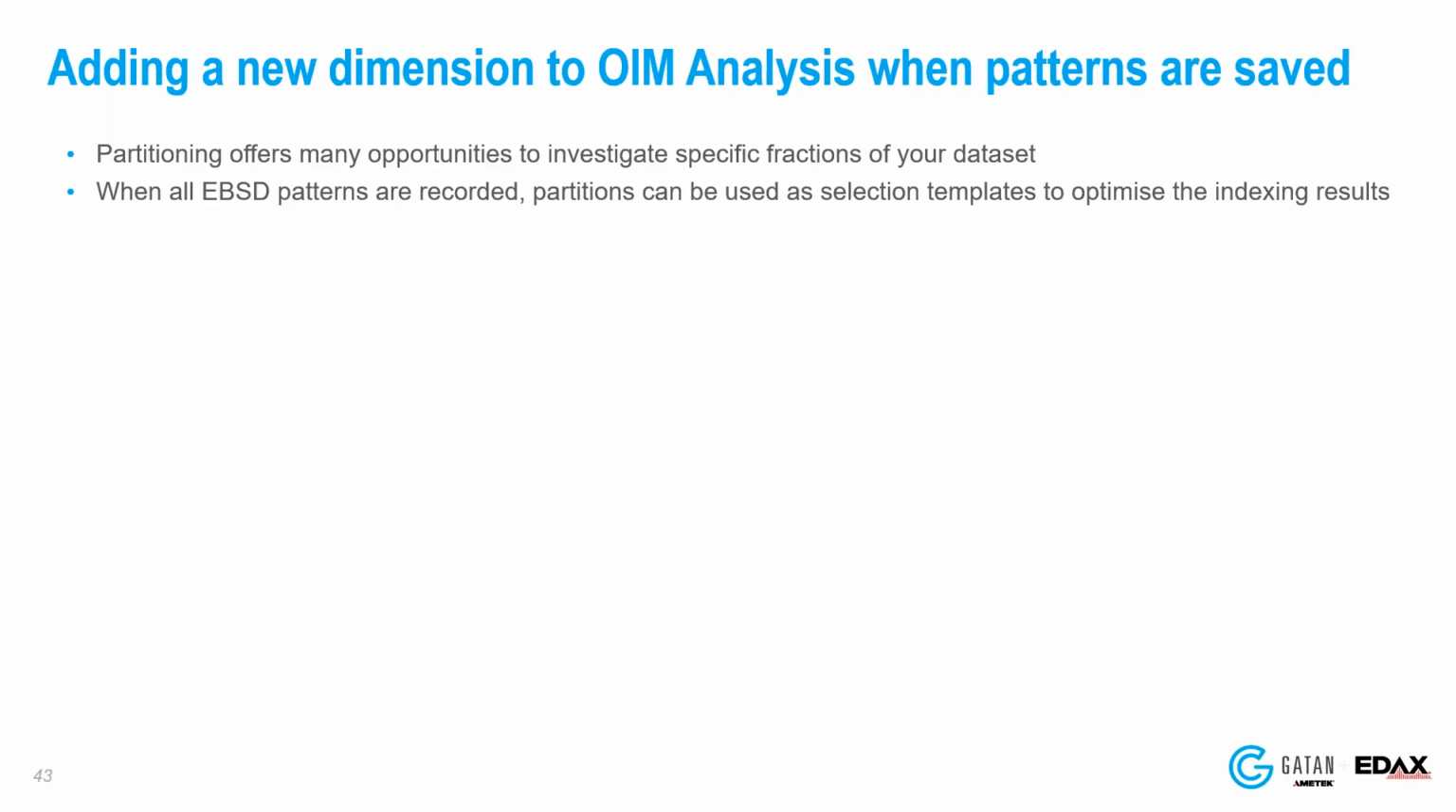Okay. Now, that is the, let's say, traditional use for OIM Analysis with all the capabilities of the partitioning, the templates, the reporting. Not too long ago, a few years now, we have added a new dimension to analysis when we save the EBSD patterns. So in the past, we didn't always do that, but now we can use that and we can extract the patterns from all the individual pixels in the maps, and we can use that to optimize our indexing results.